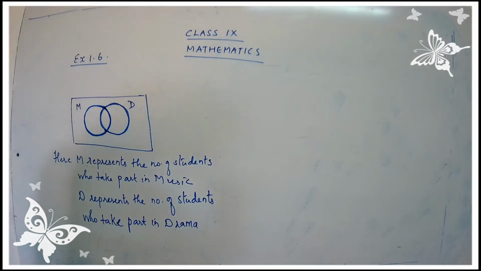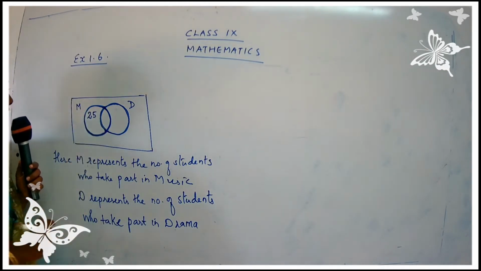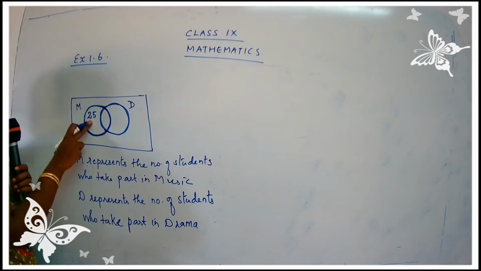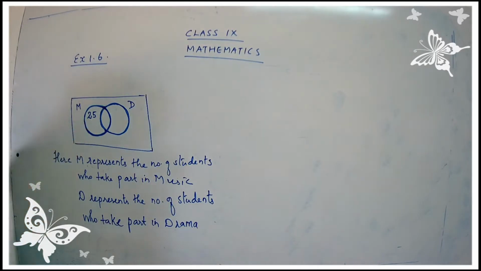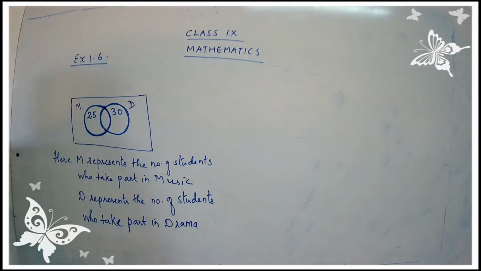Okay, 25 students take part in music. So they have given here 25 students take part in music. So in the set M, I am filling the detail as 25. Next, 30 students take part in drama. So how many children are going to take part in drama? 30. So mention there 30.